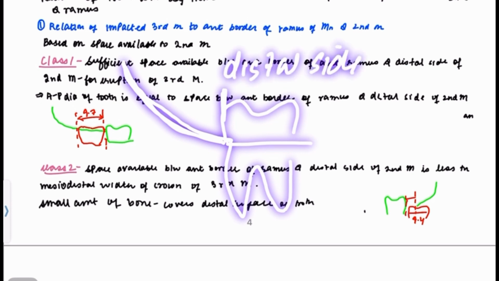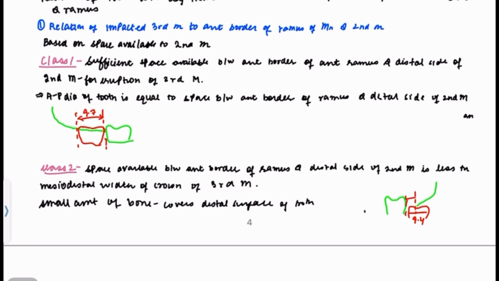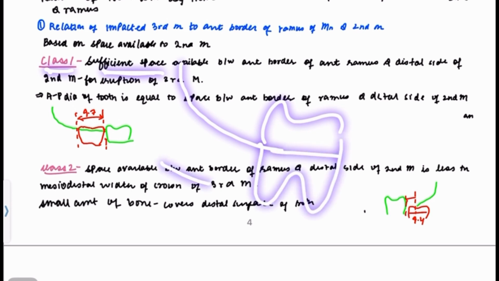So we are talking about the space present here between the anterior border of the ramus, the ascending ramus, and the distal side of the second molar. So this is the space we are talking about. So class 1 says that there is sufficient space available. So this is my second molar, this is my third molar.